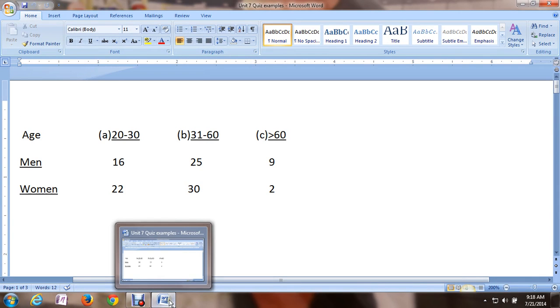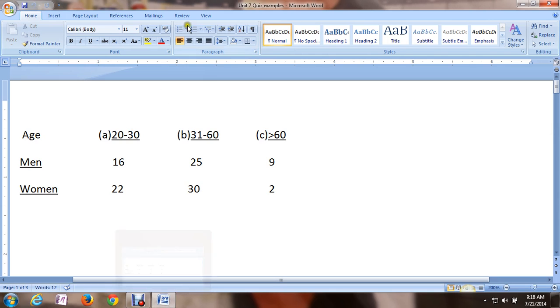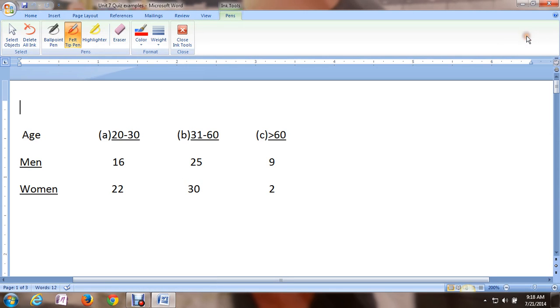The first one you see is a table showing a group of people characterized by age across the top and gender. And what this contingency table or classification table says is, we have 16 men, for example, between the ages of 20 and 30, and 30 women between the ages of 31 and 60, and so on.